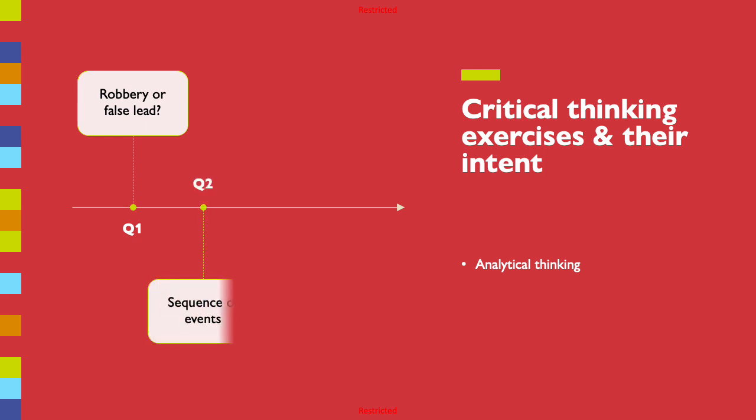The second task students encounter is to arrange the sequence of events leading to the death of the victim. Sequencing events in a timeline involves chronological thinking. This process includes organizing events in the order they occurred, which helps in understanding the cause and effect relationships and the progression of events over time.